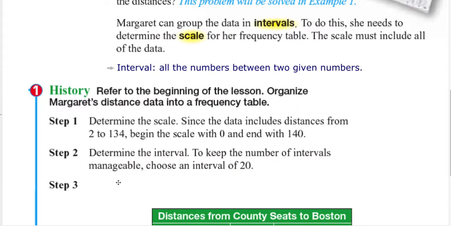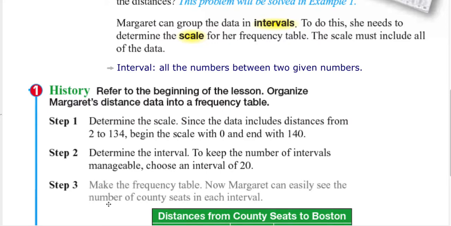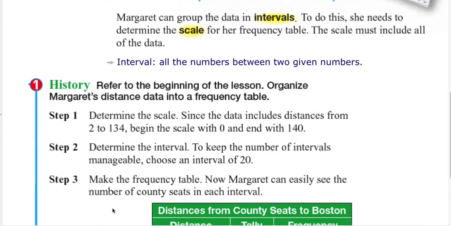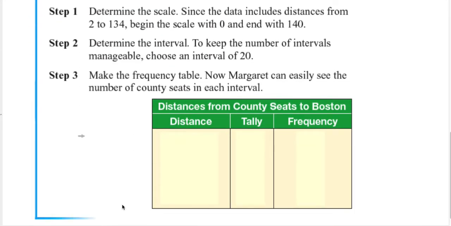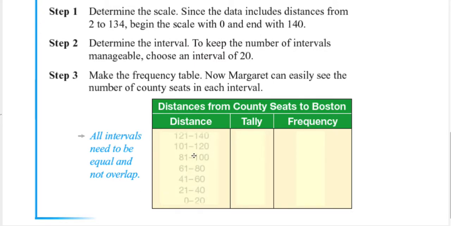And finally, step number 3: make a frequency table. Now Margaret can see the number of county seats in each interval. Remember also that when you create intervals, all intervals need to be equal and not overlap. And let's take a look at the scale. The scale is 0 to 140. This is the scale right here.